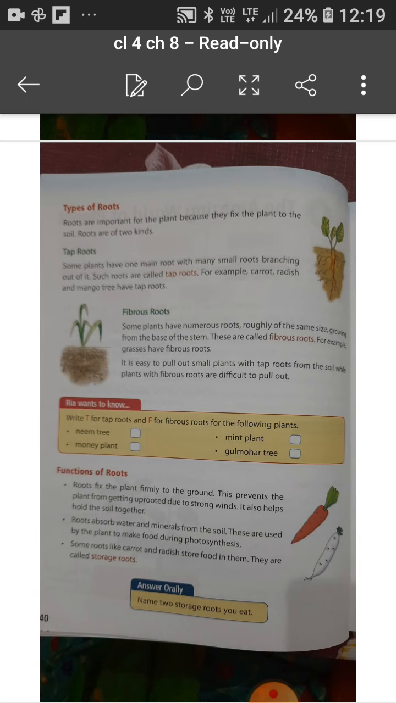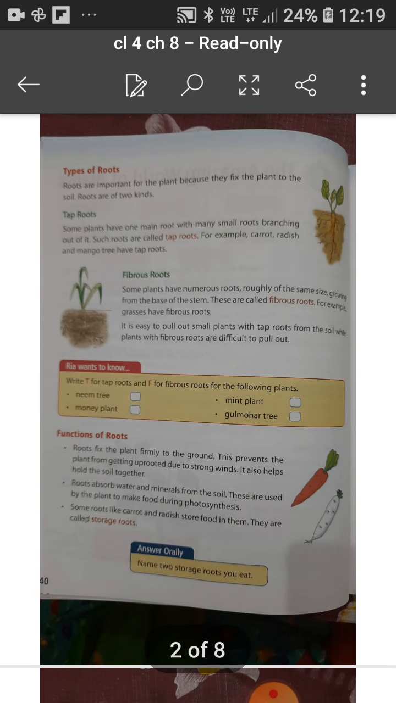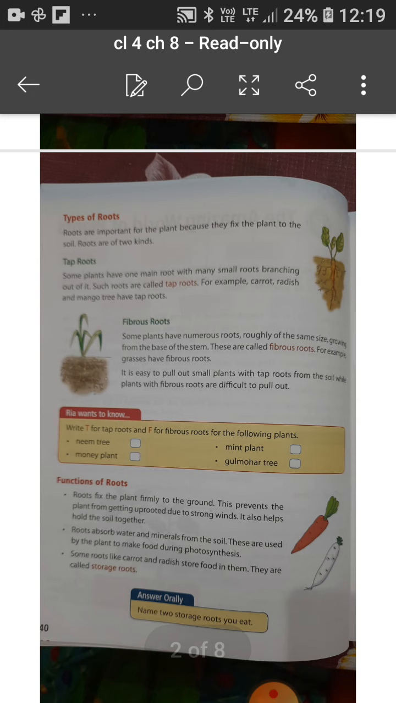Roots are important for the plant because they fix the plant to the soil. So, roots keep plants closed with soil so that the plants are not uprooted by the strong wind. Roots are of two kinds.